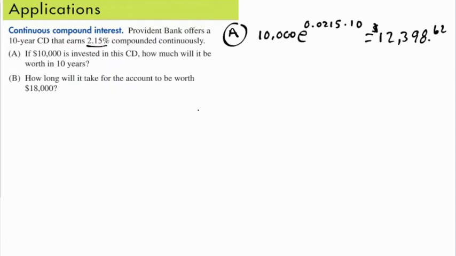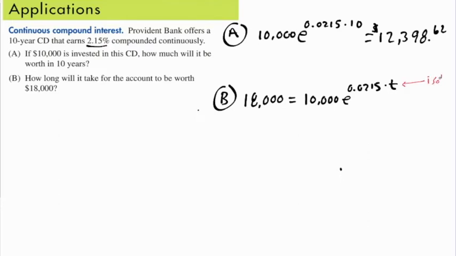Part B says, how long will it take for the account to be worth 18,000? So now we're going to use that logarithm property. So 18,000 equals the 10,000 invested times e to the 0.0215 times t. Our goal is to solve for t, which means we have to isolate it. So step one, get the coefficient of e out of the way, divide both sides by that coefficient. So the 3 zeros cancel, 18 over 10 becomes 9/5.